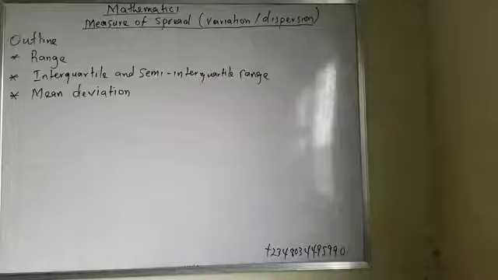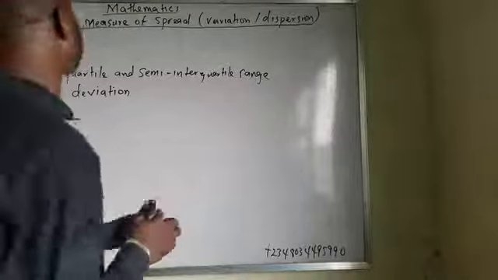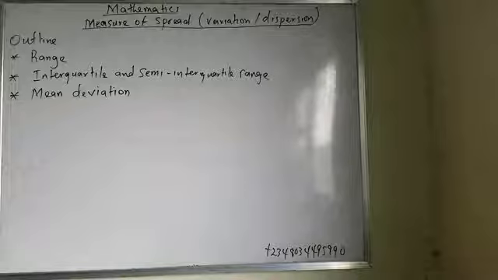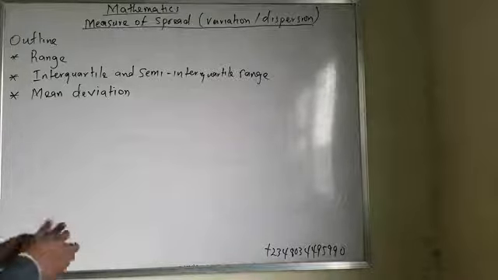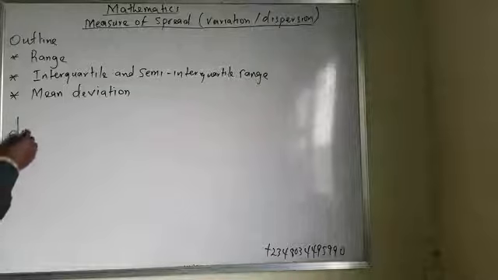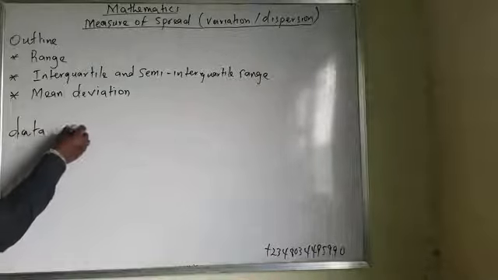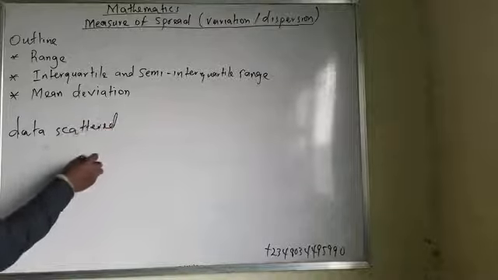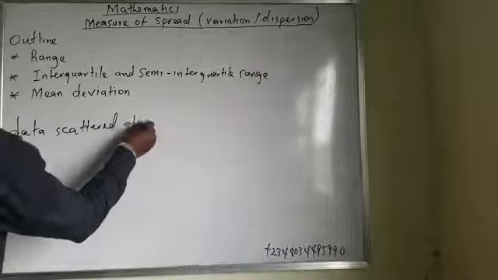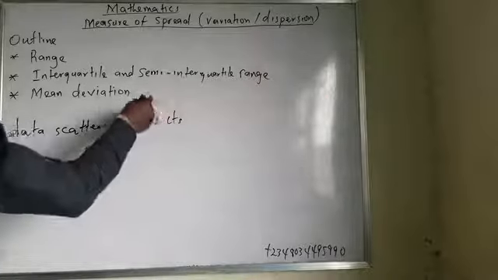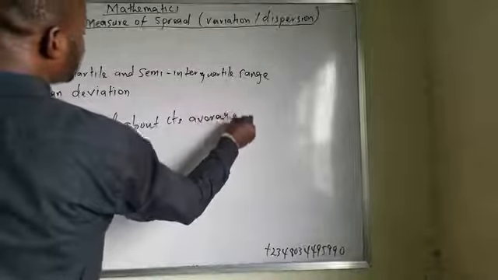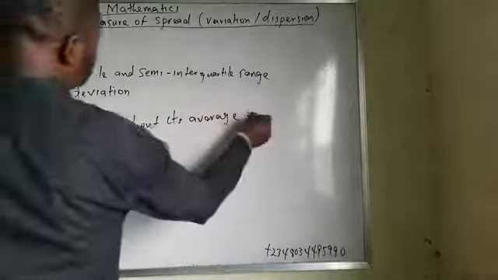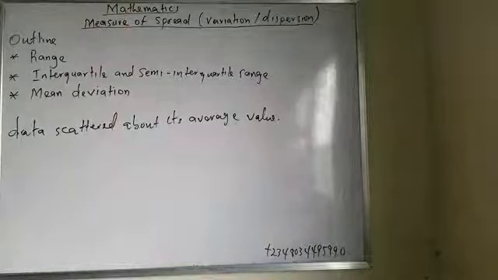Now, before I go deep, don't forget we are talking about statistics and measure of spread, which is variation or dispersion, anyone you call it. Take note of those things. When we talk about this, you must understand that this is the degree to which data is scattered about its average value. Please take note of those things. They are very, very important.